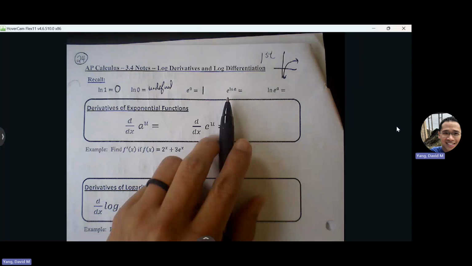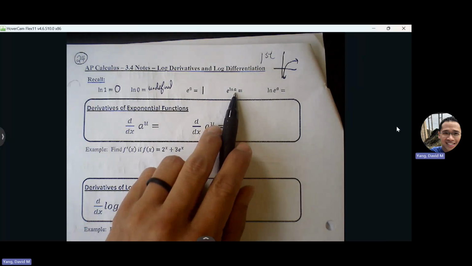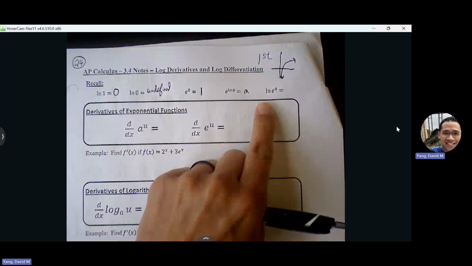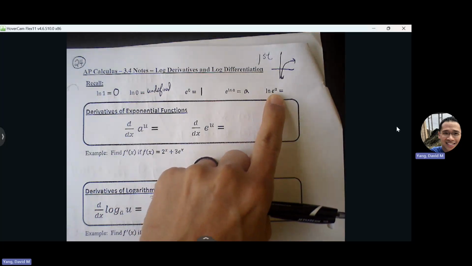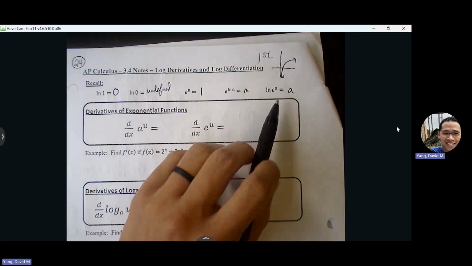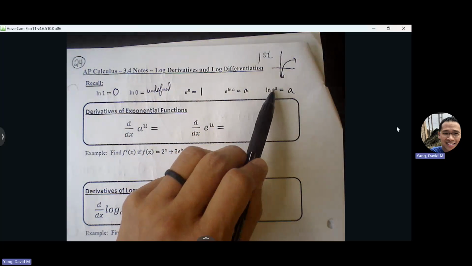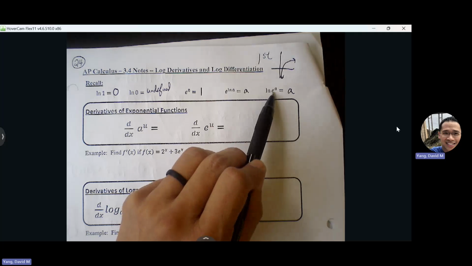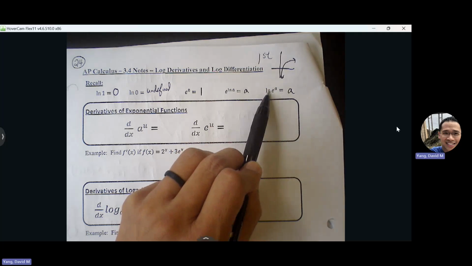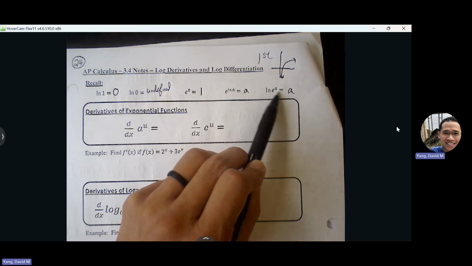Remember, e and natural log are inverses of each other. e to the natural log of a is just a. So e and natural log cancel out, and the natural log of e to the a is also a. This is using log properties, the power property. If I have a natural log expression or log expression, that exponent can be free to move. And then I know natural log of e is equal to 1.